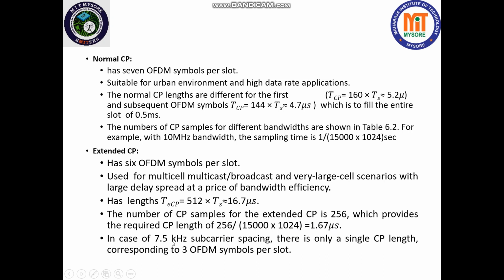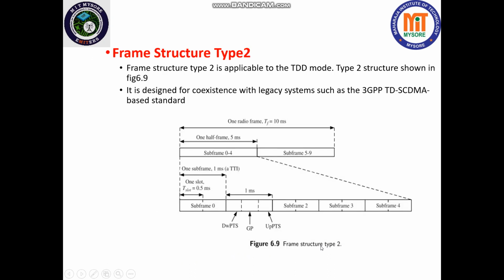In case of special subcarriers, sometimes instead of 15 kilohertz we can use a subcarrier spacing of 7.5 kilohertz. There, only a single cyclic prefix of length corresponding to 3 OFDM symbols per slot will be used. I hope you have understood the frame structure of type 1.